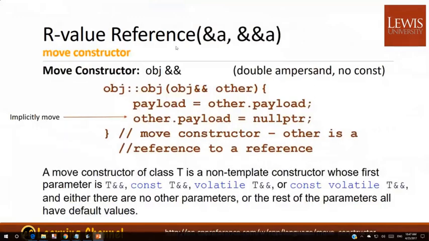Now let's look at the right value reference, alias A and double alias A. First, let's look at this double alias A, finding the object, double ampersand, no constant. So right here, we pass an object other in here. It's not a reference. So this object's payload field is assigned to payload.